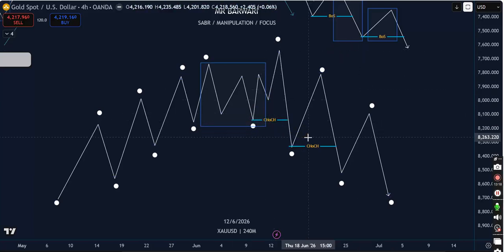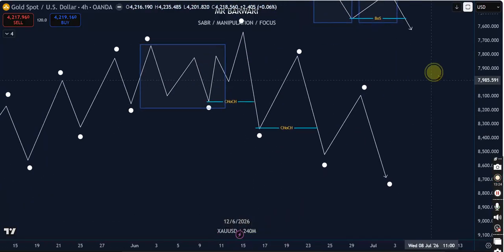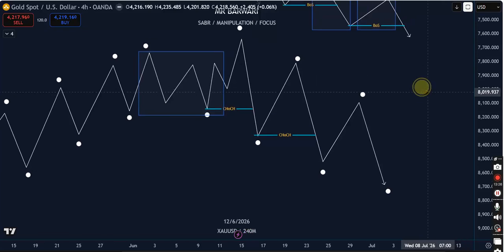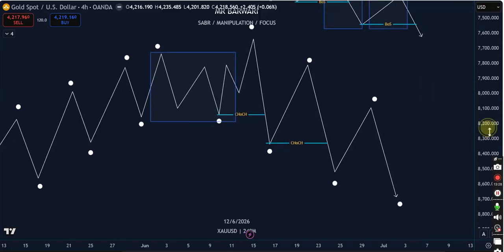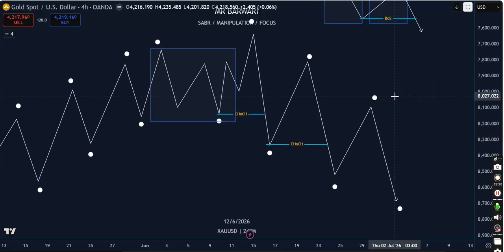A change of character is simply just that: we break structure and get a trend reversal. That's a change of character. Forget those fancy words. That's not my point. My point is just to teach you how to view the market and understand it.